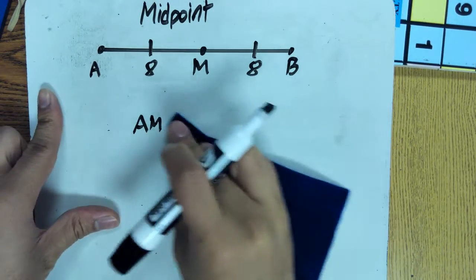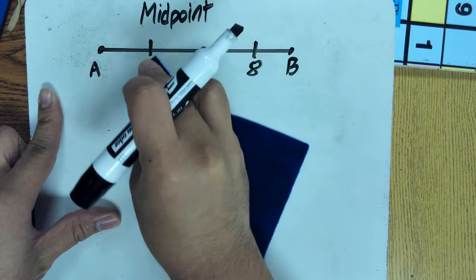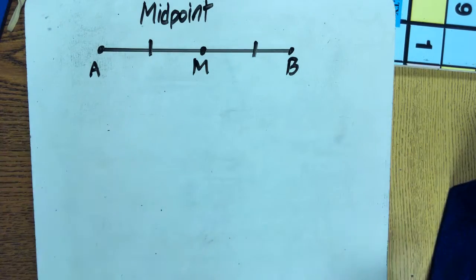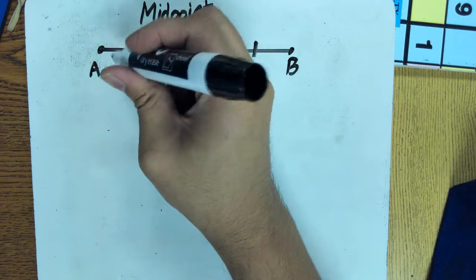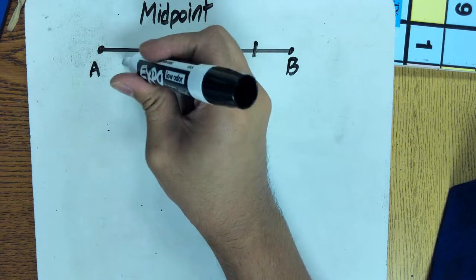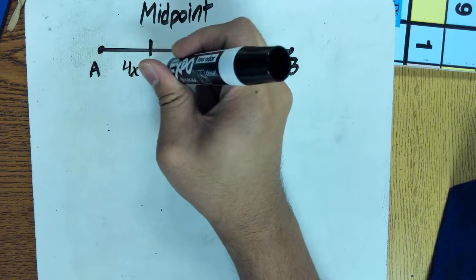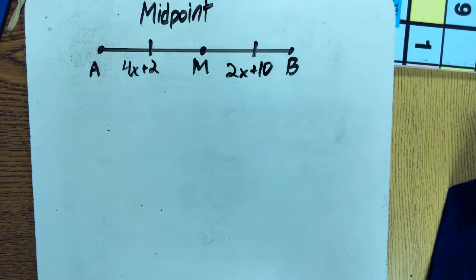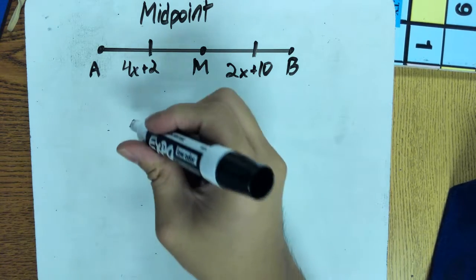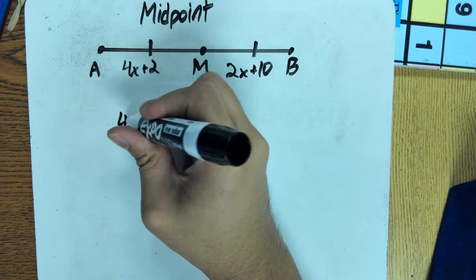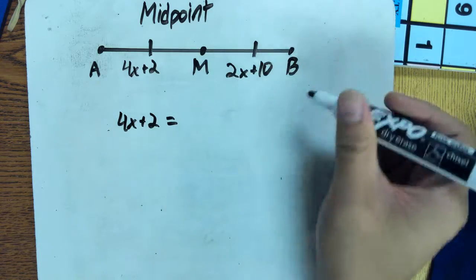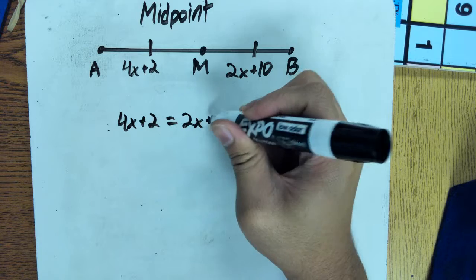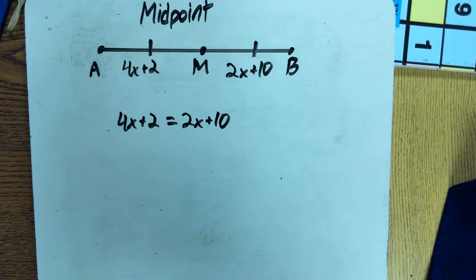And sometimes we will also have expressions in there. So let me do this as an example. For example, what if they told us that AM equals 4x plus 2 and MB equals 2x plus 10? Because M is a midpoint, that means AM is congruent to MB. That tells me that AM, which is 4x plus 2, should equal MB, 2x plus 10. And from here on out, it goes back to algebra.